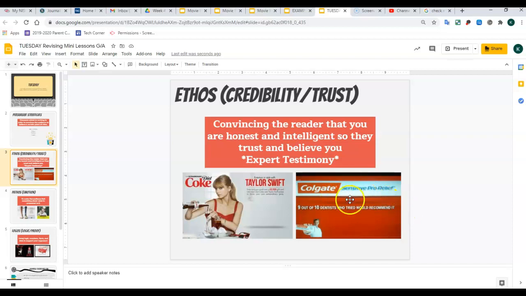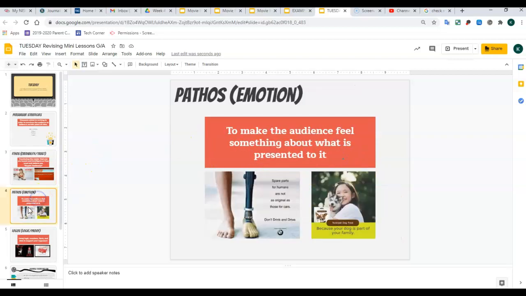Colgate Sensitive Pro Relief. So it says 9 out of 10 dentists. We trust dentists when it comes to teeth, right? Because that's their profession. They're doctors of taking care of your teeth, essentially. So if 9 out of 10 dentists who use this would recommend it, we're going to be like, okay, that's pretty good. Like, I trust those guys. So I'm going to try this toothpaste. So expert testimony is the main thing you're looking for here for ethos. Then we move on to pathos.